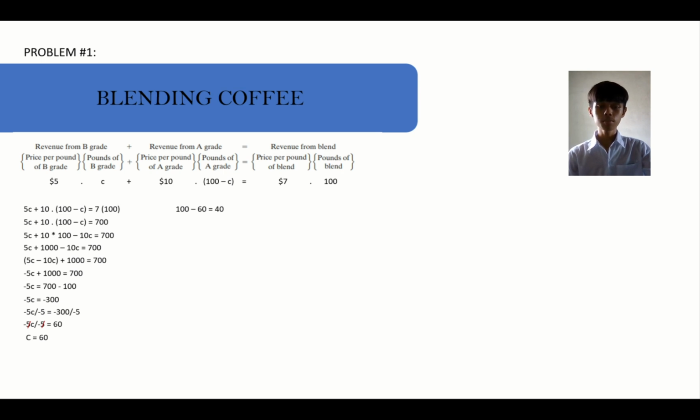So the 60 pounds of B-grade coffee would sell for $5. Multiply 60 equals $300. And the 40 pounds of A-grade coffee would sell for $10. Multiply 40 equals $400. The total revenue is $700, equals the revenue obtained from selling the blend as desired.